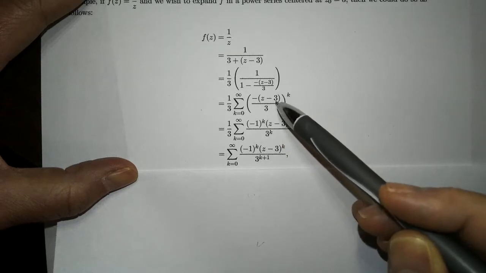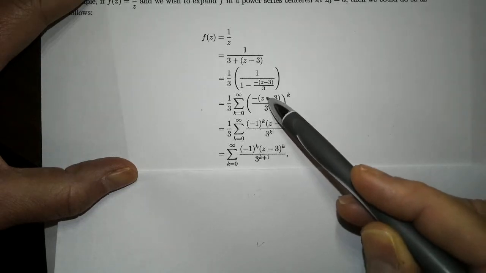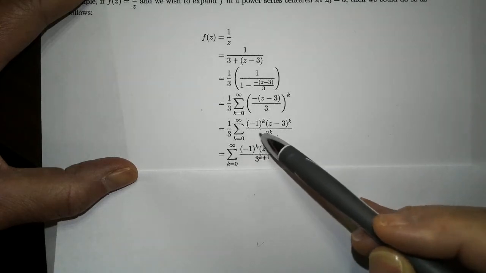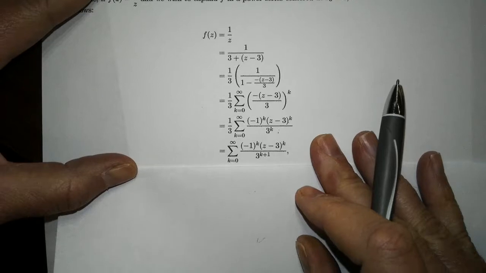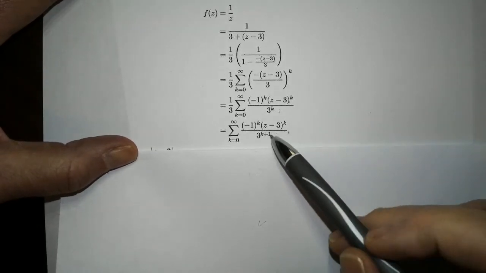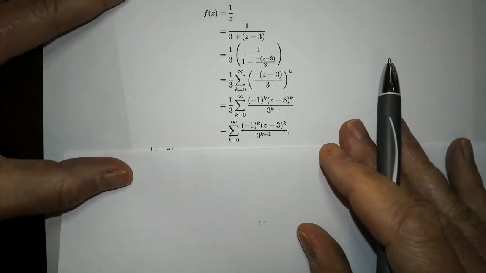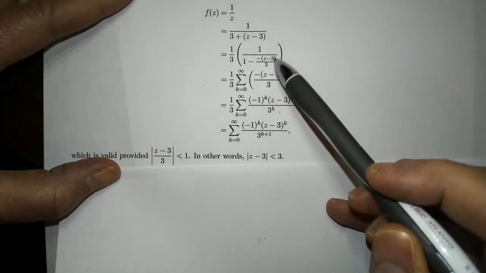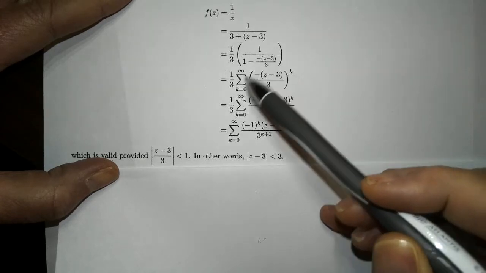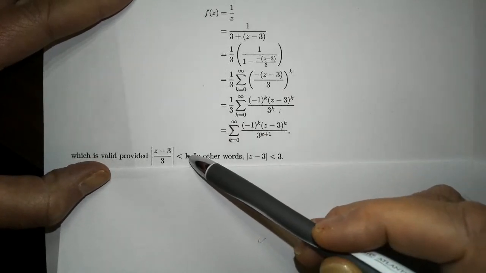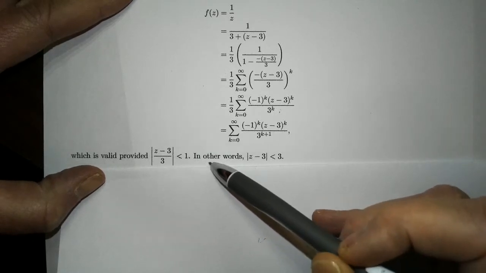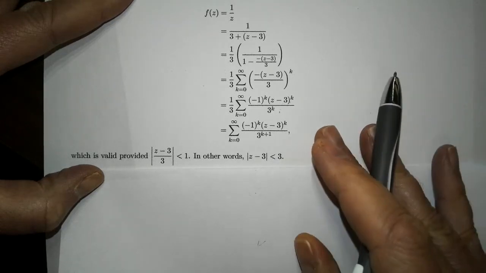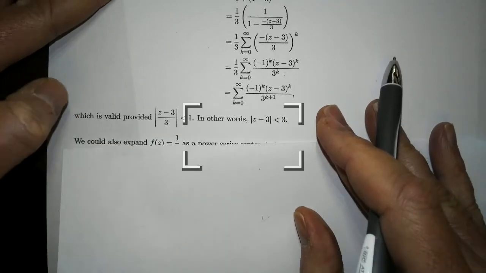I can simplify this a little bit. This is minus 1 to the k power times z minus 3 to the k power over 3 to the k. And then finally, I could multiply back by this 3. And so I get a nice series expansion for 1 over z about z naught equals 3. Now, this is going to be valid if my common ratio, which was minus the quantity z minus 3 over 3, is less than 1 in modulus. Well, if we play around with this, this is the same as saying the modulus of z minus 3 is less than 3. So that's the disk of convergence.